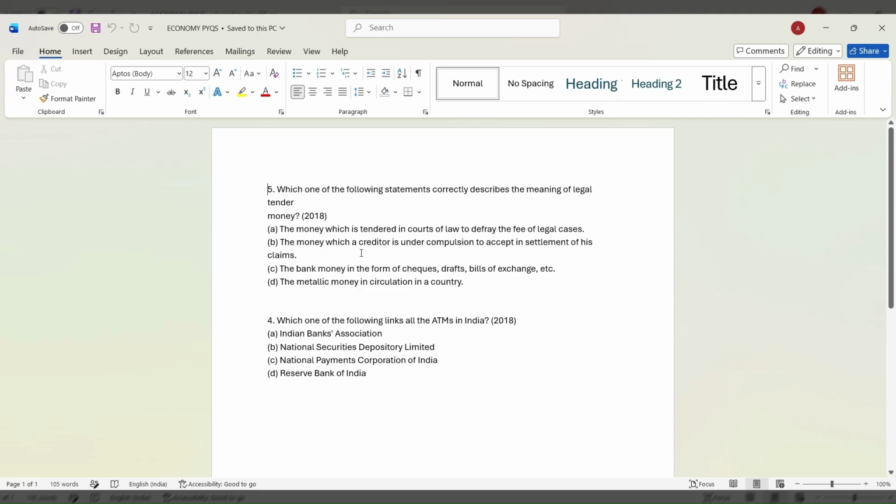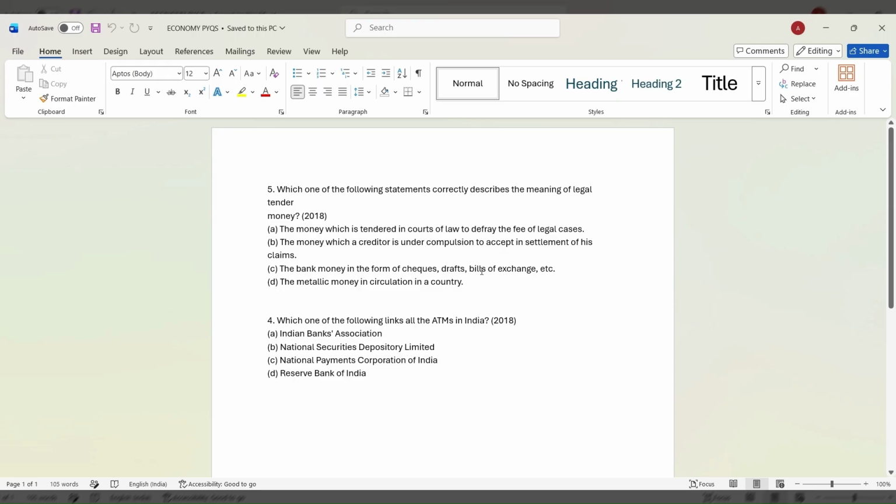Option B says the money which a creditor is under compulsion to accept in settlement of his claims. So this option is correct. This is the proper definition of legal tender money, that it is the money which a creditor is under compulsion, that is he or she can't reject that, to accept in settlement of his claims. This option is correct.